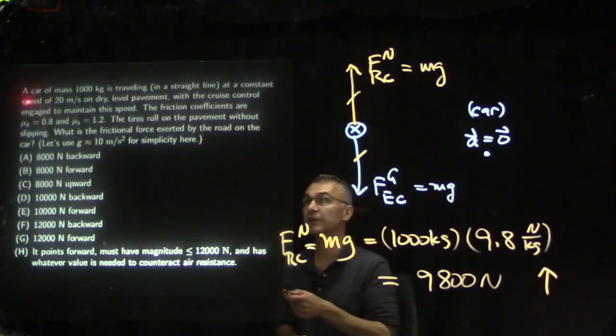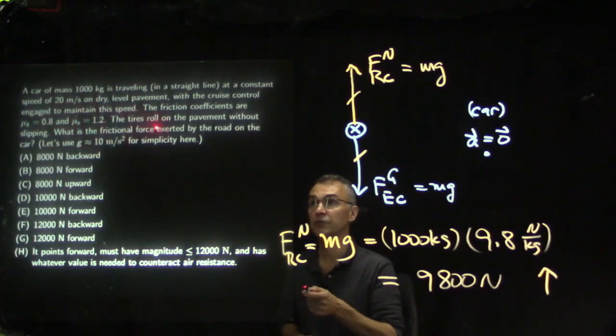Continuing the same scenario: constant speed, dry level pavement, cruise control engaged to maintain this speed. Friction coefficients are mu kinetic 0.8, mu static 1.2. Tires roll on the pavement without slipping. What is the frictional force exerted by the road on the car?